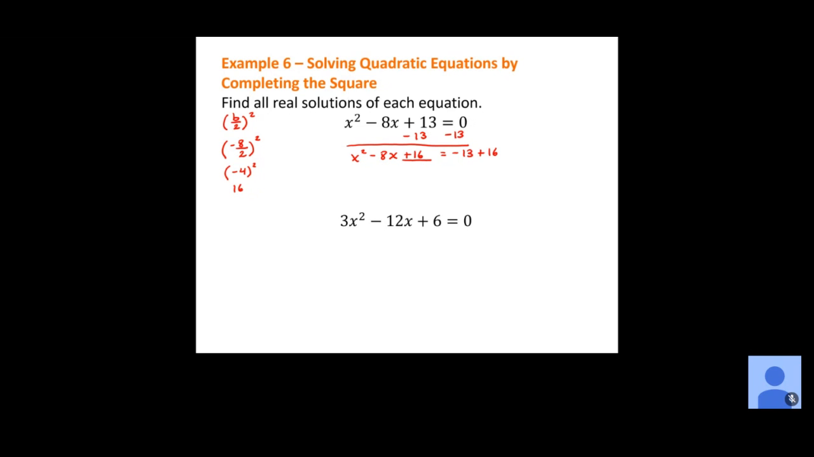All right, now we're going to factor. So if we look at the left-hand side, how could I factor x squared minus 8x plus 16? Good. So this is going to turn into x minus 4 squared, because it will be x minus 4 times x minus 4, which we can write then as x minus 4 squared. On the right-hand side, what's -13 plus 16? That's going to give us 3. Good.